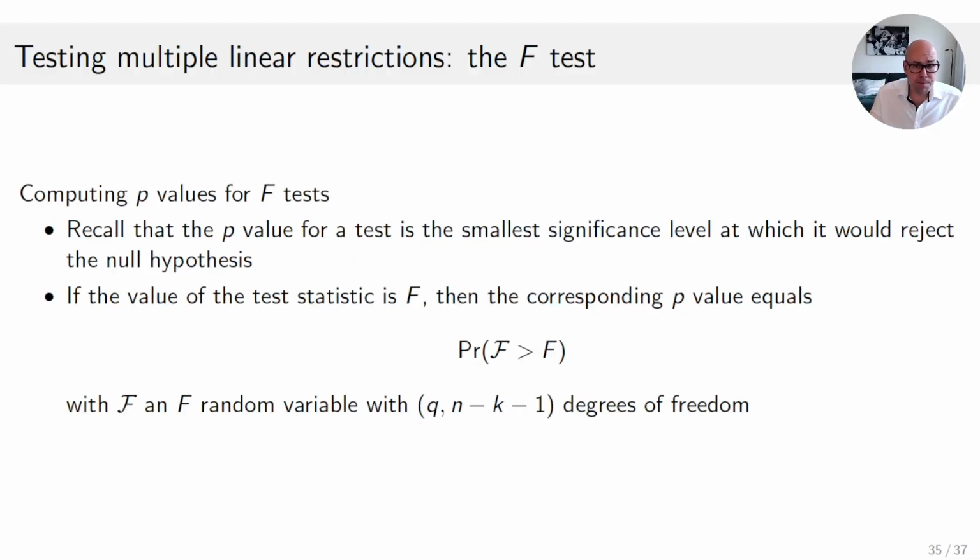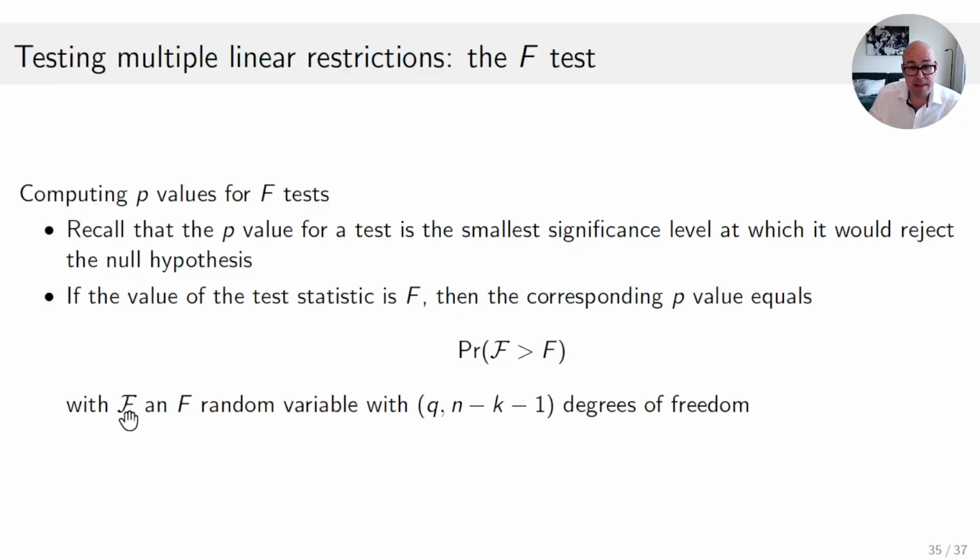We can also compute p-values for the F-test. Recall that the p-value for a t-test is, in general, the smallest significance level at which it would reject the null hypothesis. If the value of the test statistic is f, then the corresponding p-value equals the probability that F, like the test statistic in general, is bigger than this particular value.